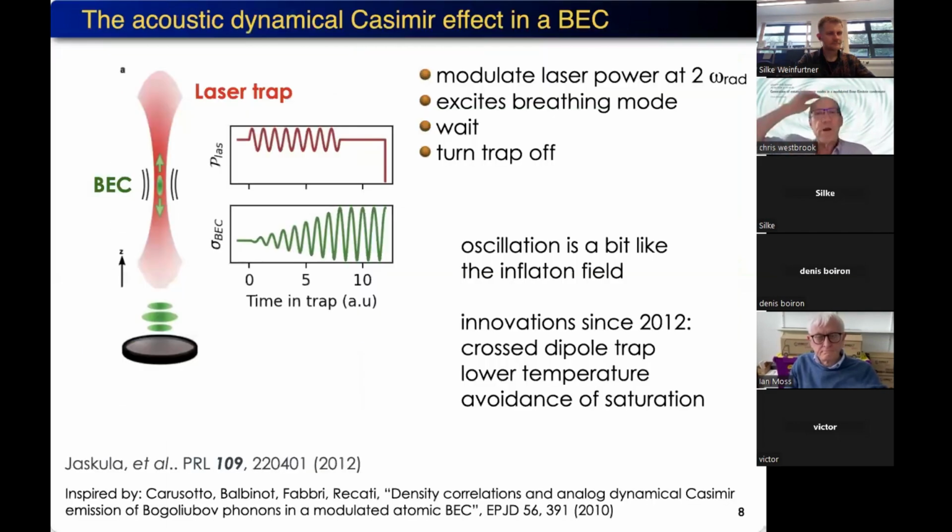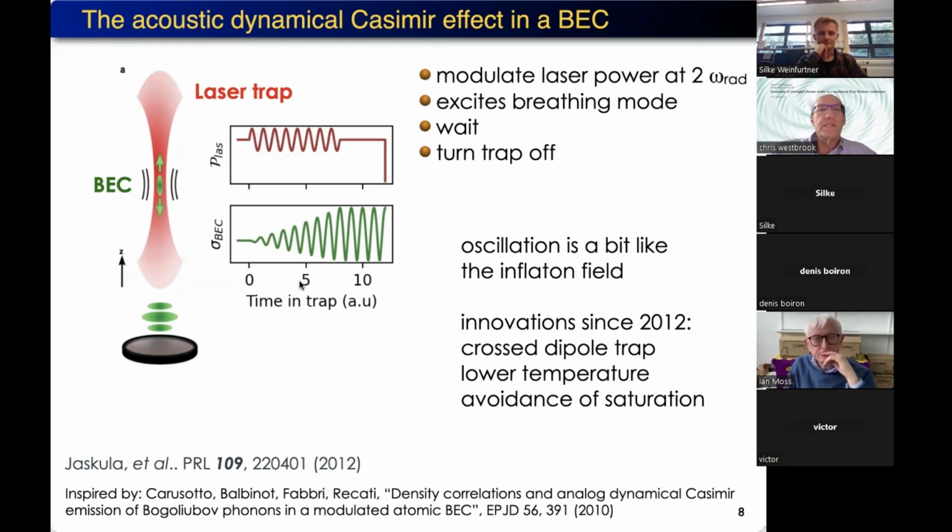Okay, so here's the experiment. There is a BEC that's trapped in a laser trap, and we modulate this BEC by taking the laser and simply periodically modulating its intensity, as is shown on this red curve. We modulate it for a while, then we stop, and then wait.